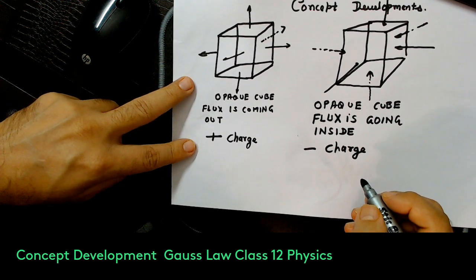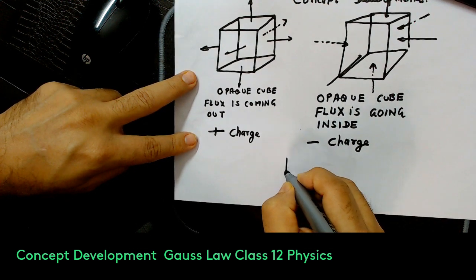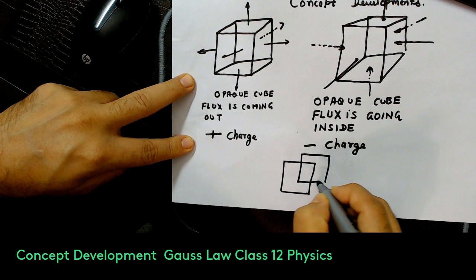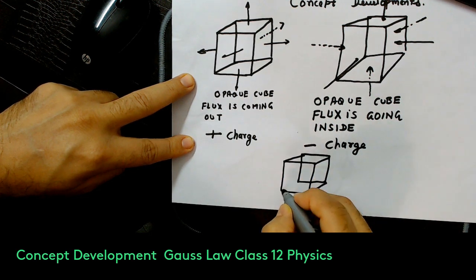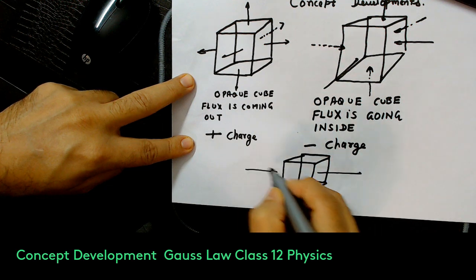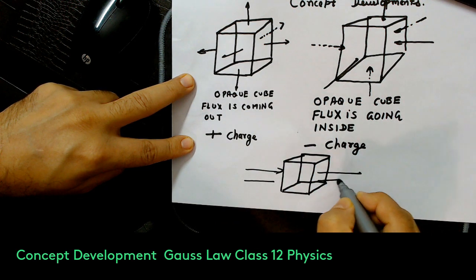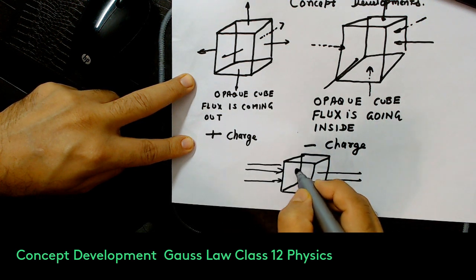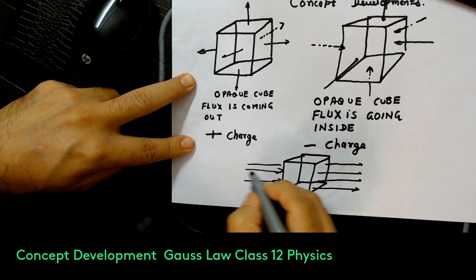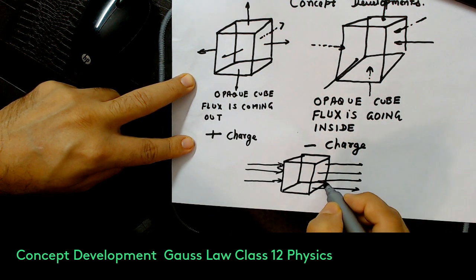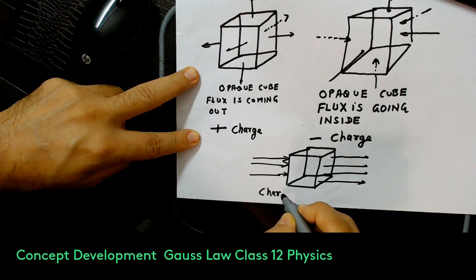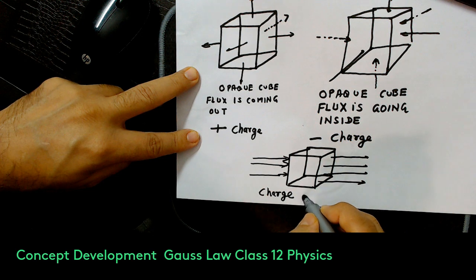Let's talk about situation number 3, which you will see often in numericals. If you have a cubical box, again opaque, which means you cannot see inside it, the flux in this case passes through the opaque box. The flux comes in, and the same amount of flux leaves the opaque box. In such scenarios we say that the charge enclosed by this opaque box, the Gaussian surface, will be 0.